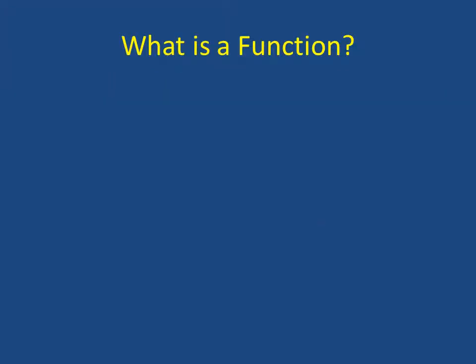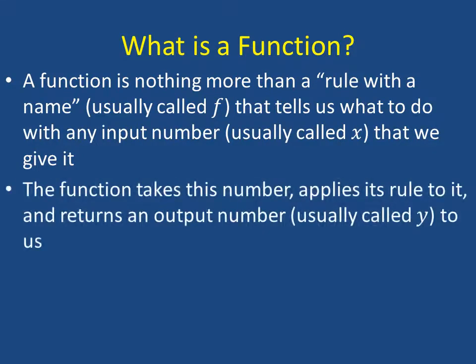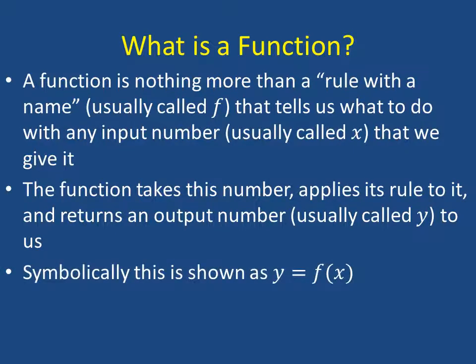We should start off by talking about what is a function. A function is nothing more than a rule with a name. The name we usually give it is f, although it could be anything. The rule tells us what to do with any input number. The input number is usually called x. And then the function takes this number, applies its rule to it, and returns to us an output number. We usually call that y. This is usually written as y equals f of x.